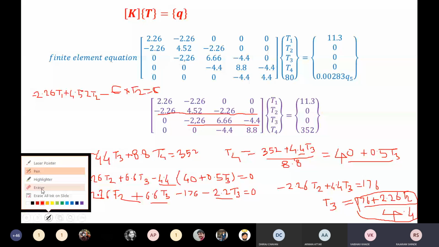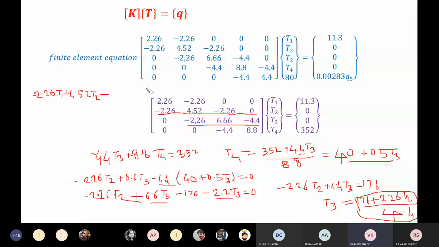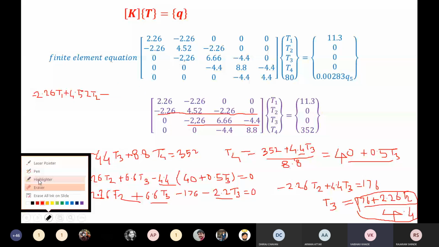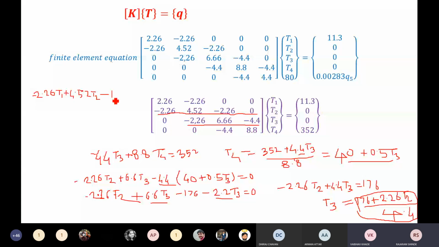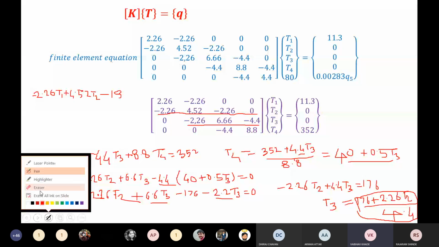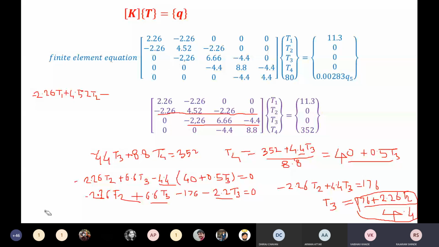Minus 89.18 minus 1.14 T2. Now from this you have equal to 0.